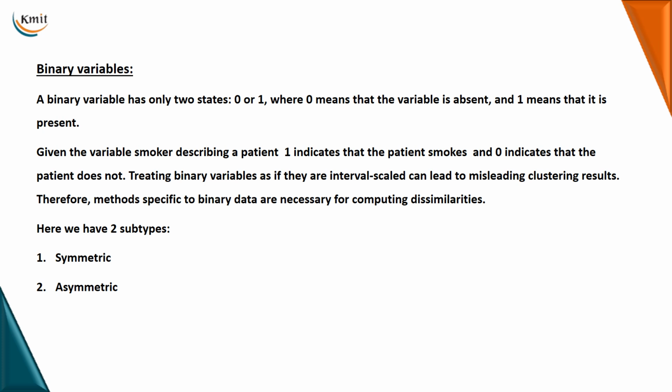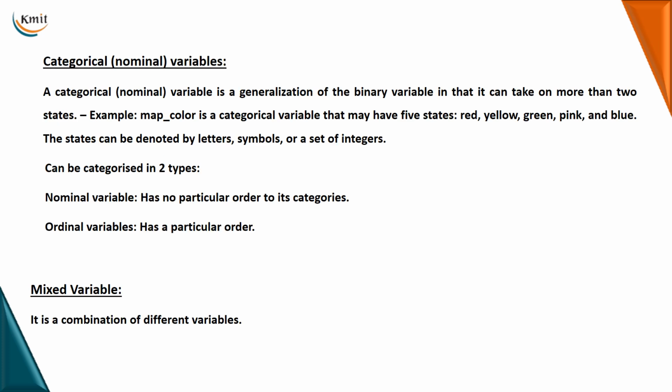Next comes your categorical variable. Categorical is nothing but what? It divides into different categories. A categorical variable is a generalization of a binary variable. In that, it can take on more than two states. That is nothing but your categorical variable. Now, it can be categorized in two ways. What are the two ways? One is nominal, one is your ordinal variable. What do you mean by nominal? It has no particular order to categorize. Whereas your ordinal variable has a particular order to categorize.